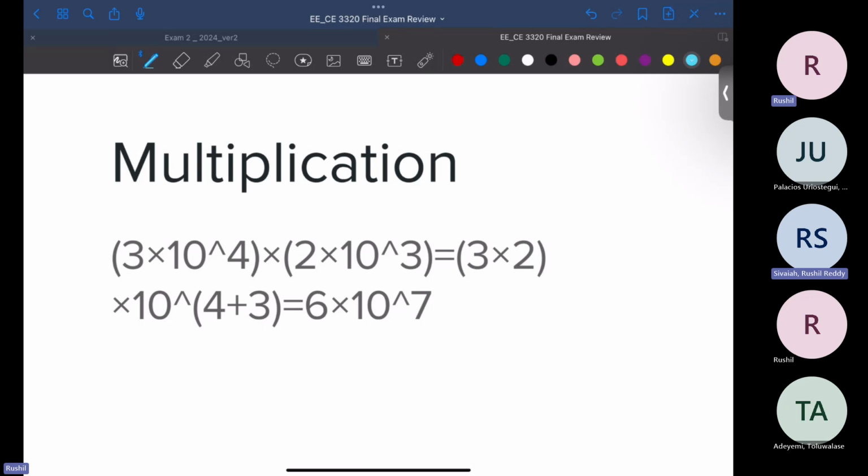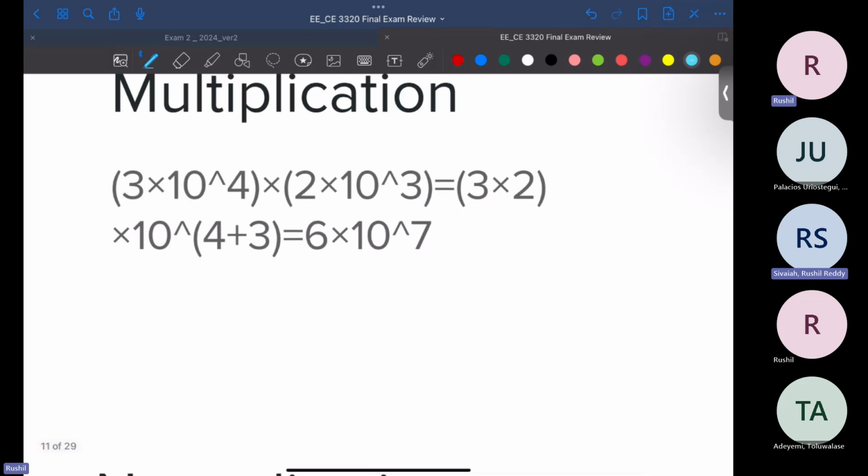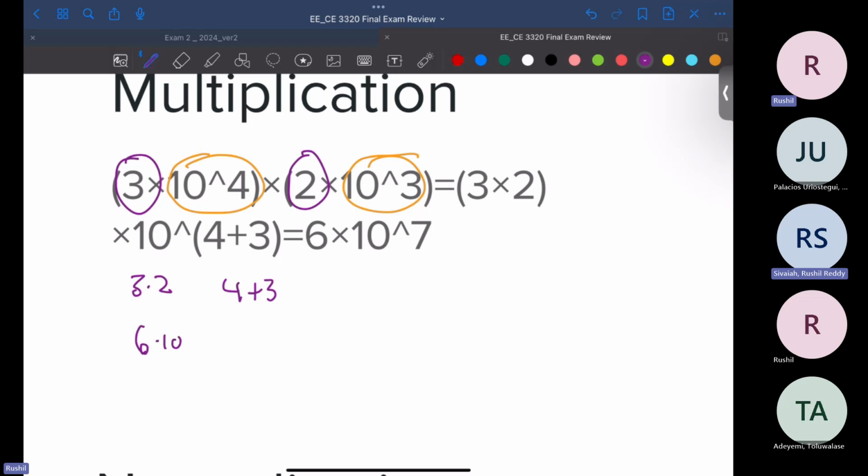Oh, this looks really weird. Okay, so we're going to take these into parts. We're going to do this, and then we'll take these and these. With this, we're going to multiply the 3 times the 2, and then we're going to add the 4 plus the 3. So this will give us 6 times 10 to the 7.